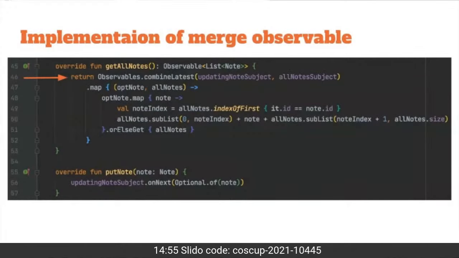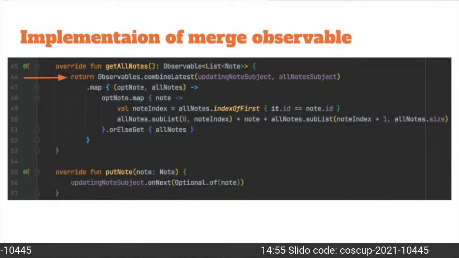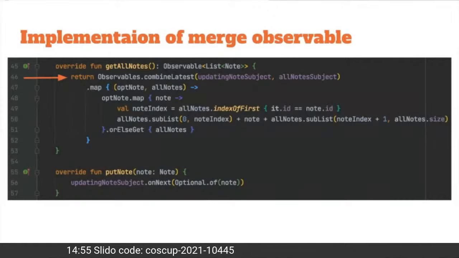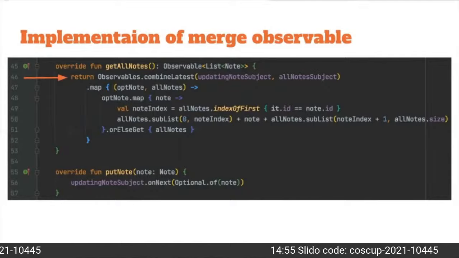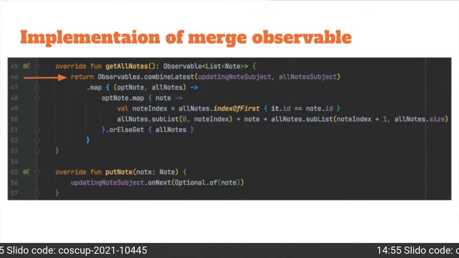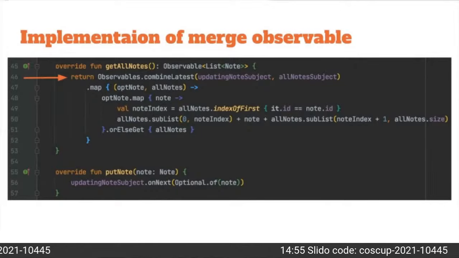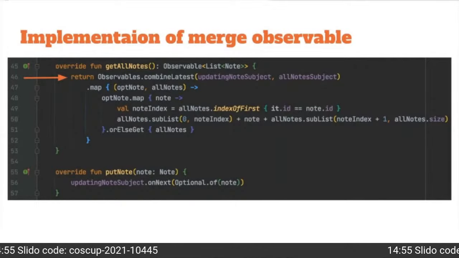And the operator we are using here is combineLatest. What's the difference between combineLatest and withLatestFrom? The difference is that combineLatest will receive every event update, but withLatestFrom only receives one event from the data observable. So in this case, we use combineLatest here. It's better suited in this situation.